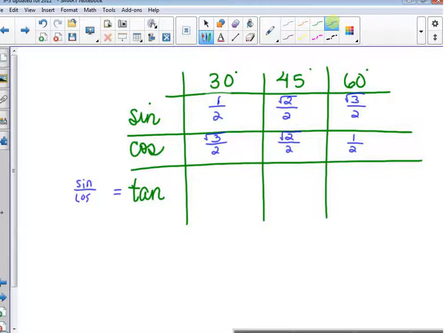So if you take 1/2 divided by radical 3 over 2, the 2's will end up dividing out, and you end up with 1 over radical 3, and when you rationalize that, that's radical 3 over 3. And then for tan of 45, that's just going to equal 1, because if you divide it by itself, you'd get 1, and tan of 60 would be radical 3. The 2's again would cancel out. So now, I'm going to use this to help me back on my chart.